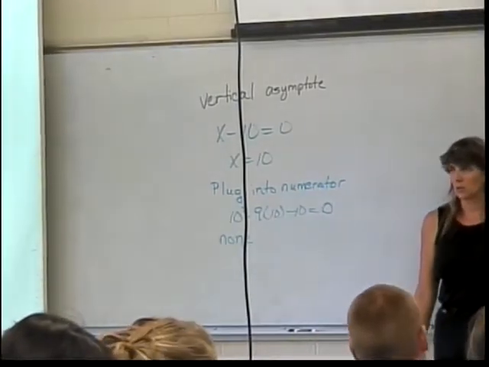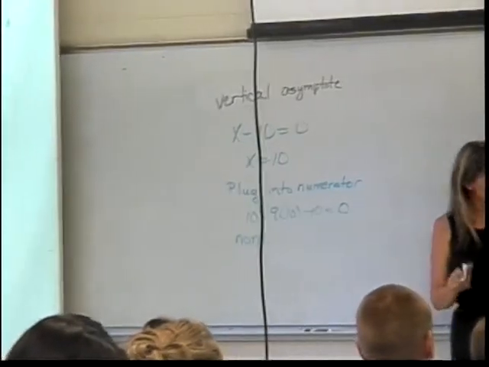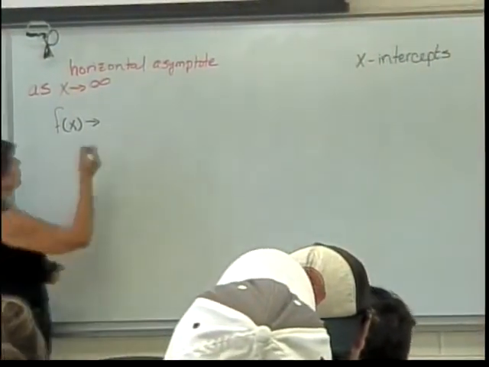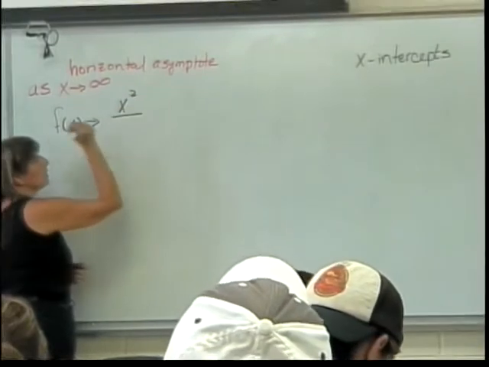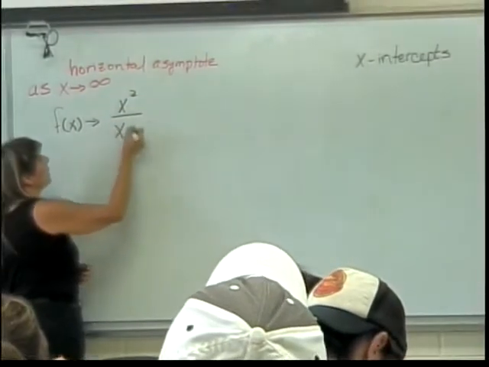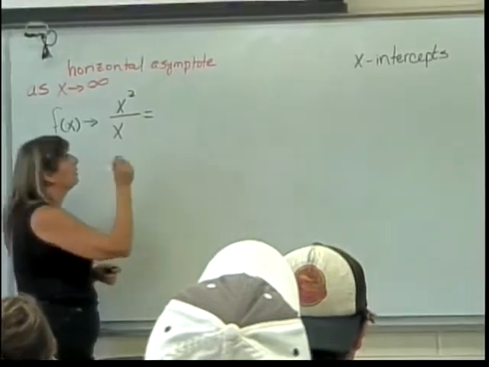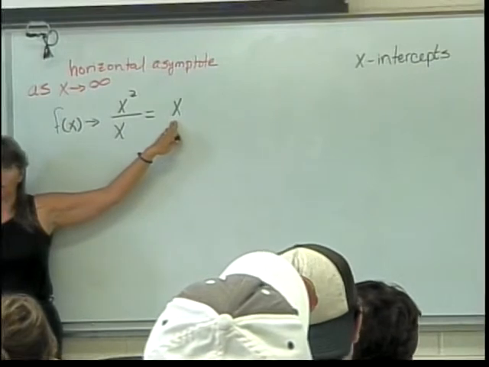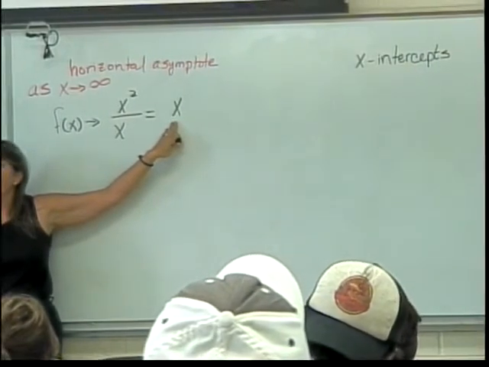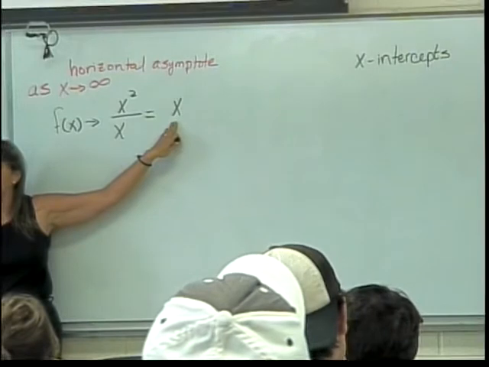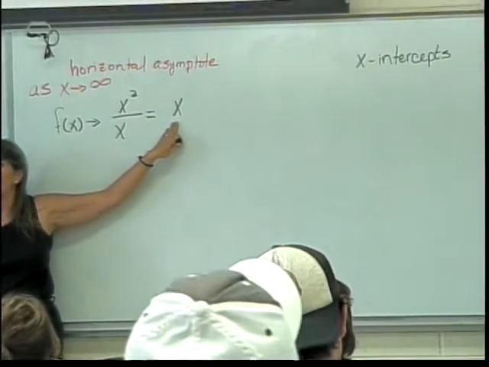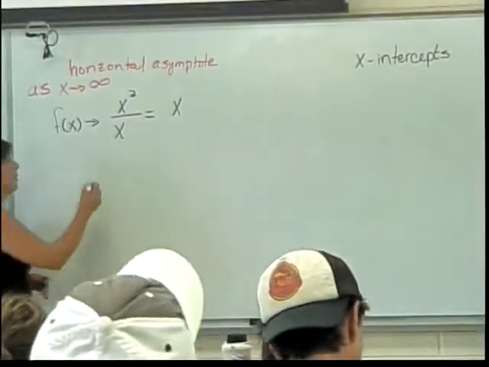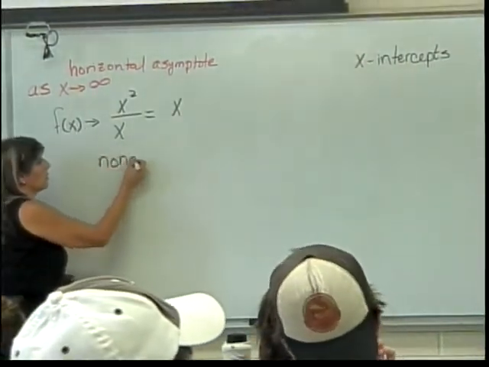How about my horizontal asymptote? As x approaches infinity, what's important in the numerator? X squared. So we approach x squared. What's important in the denominator? X. And how does that simplify? X. As x is getting really big, what happens to this function? It gets really big. You don't have a horizontal asymptote unless you are approaching a single number. That's not a single number. You just keep getting bigger and bigger. So there would be none for the horizontal asymptote.